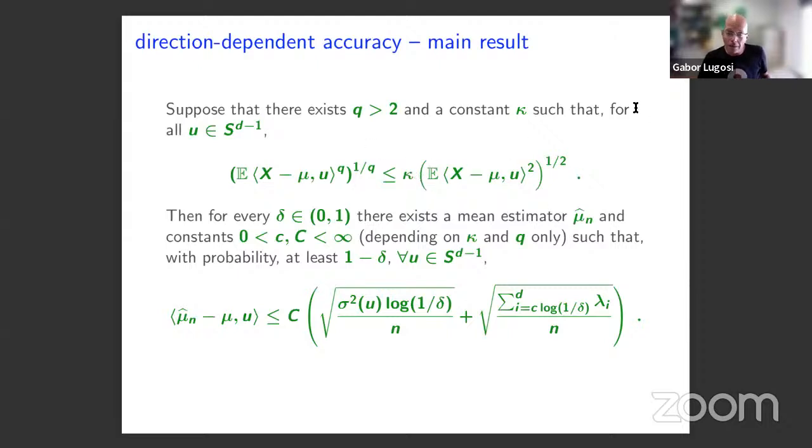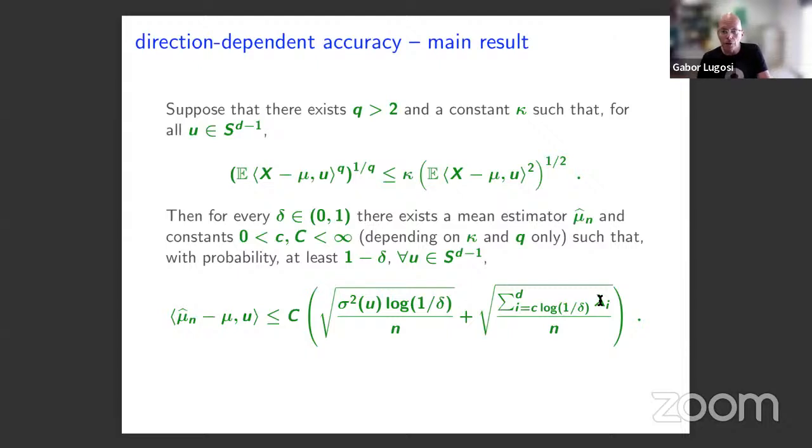Okay. So under this assumption, we can prove the existence of an estimator that does have this kind of optimal direction-dependent accuracy, meaning that with probability at least 1 minus epsilon, the error in any direction u, this is true for all unit vectors in the sphere, is bounded by the sum of these two terms. The first term is the optimal weak term, which we would need even if we had a one-dimensional problem, and the global strong penalty term that is the sum of the eigenvalues starting from about log 1 over delta, which is kind of the optimal strong term that one can hope for.